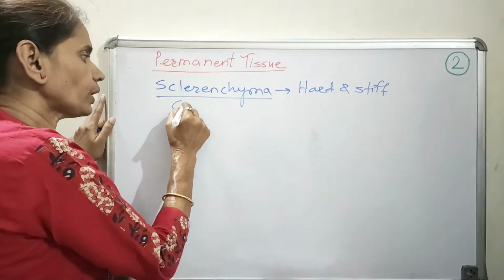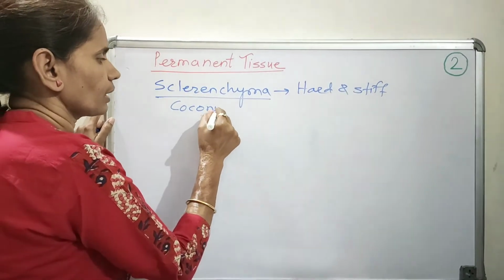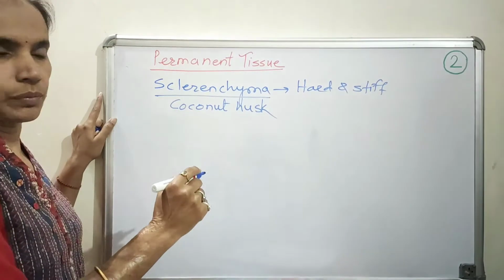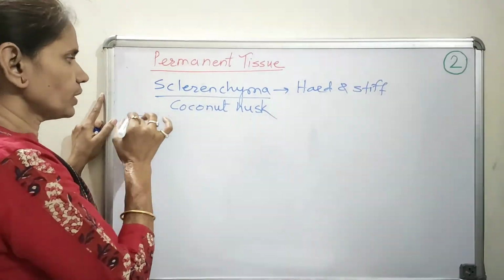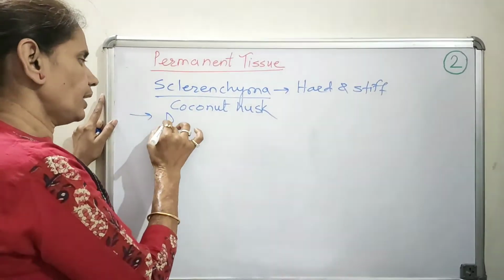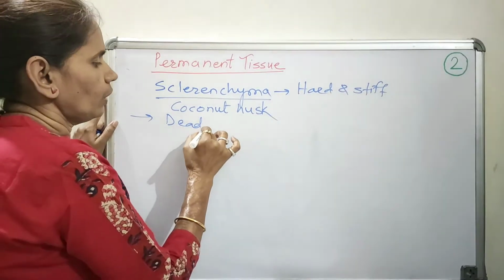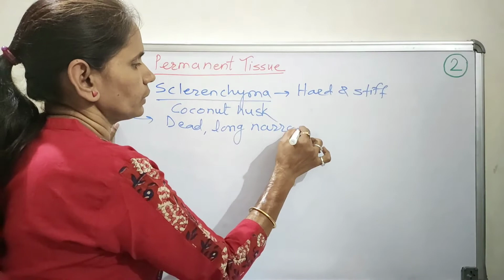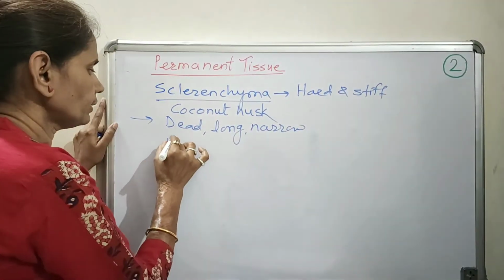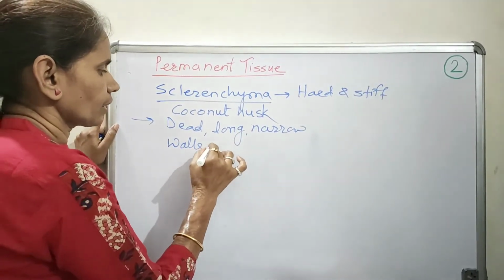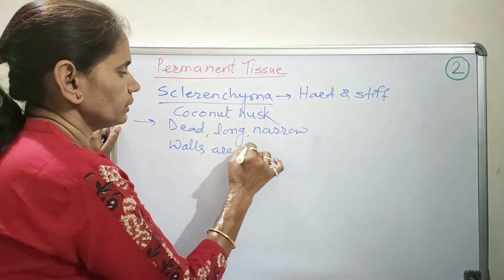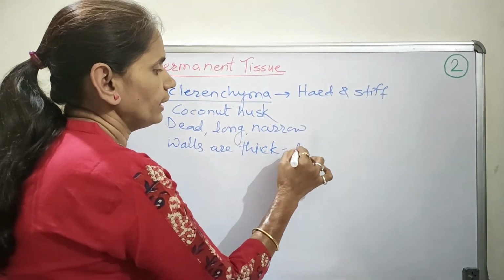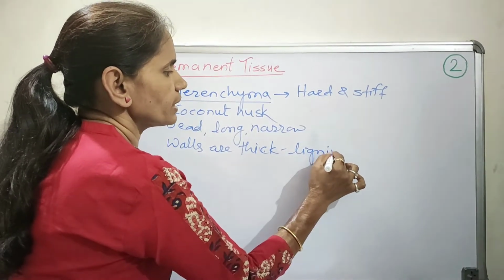Now the coconut husk is made up of sclerenchyma tissue. Now the features of the cells. The cells are dead, long, narrow. The walls are thick due to presence of lignin. So lignin is present.